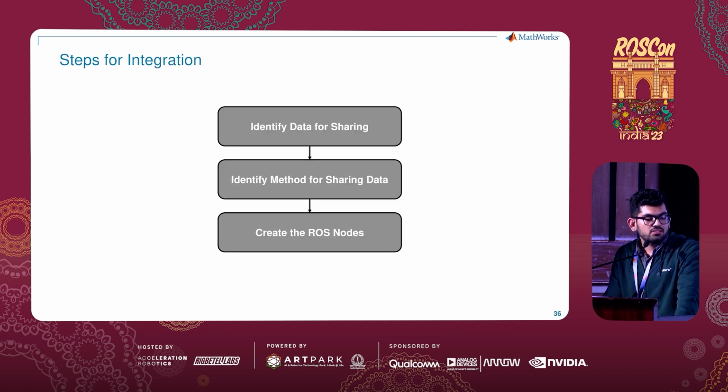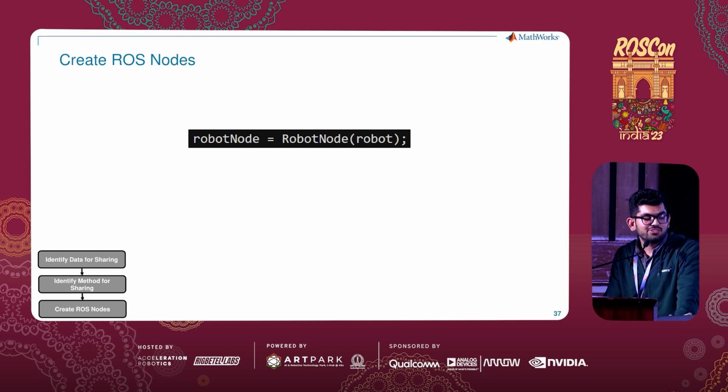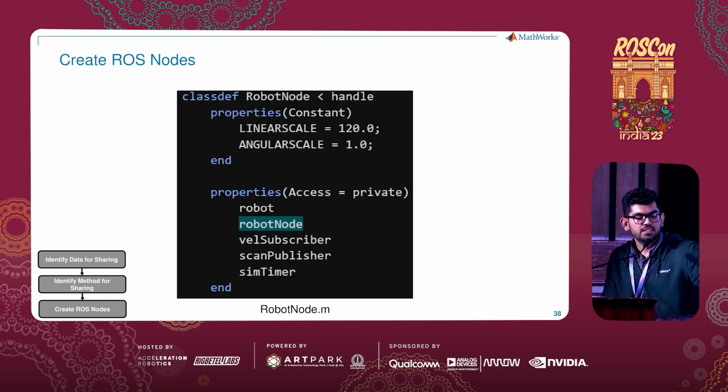For creating the ROS nodes, I'll just quickly go over it. It's mostly code. First, we initialize a robot node class. There are various properties you can see, robot node and everything. We are initializing the ROS node, robot node, and we are also initializing the subscriber, the cmd_vel, which will be used to get the velocity.